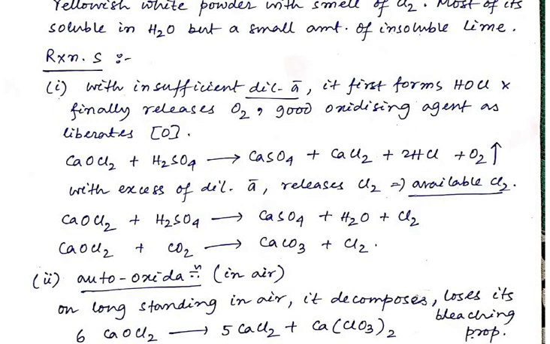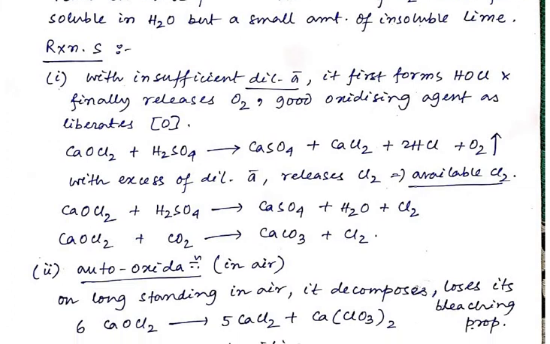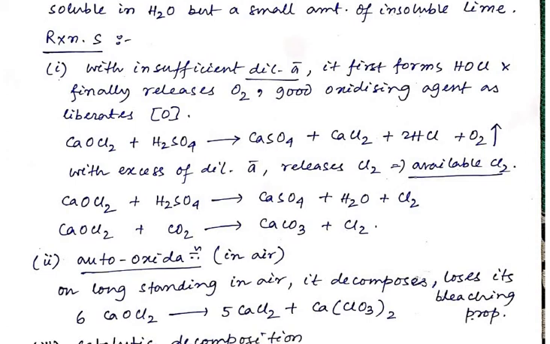in the other reaction you had also seen that it can react with an insufficient amount of dilute acid, and if I give more dilute acid, then it will give chlorine. So if less acid is there, then it will give oxygen, and if I have more acid and it reacts with the bleaching powder, it will give chlorine gas, which is known as the available chlorine.